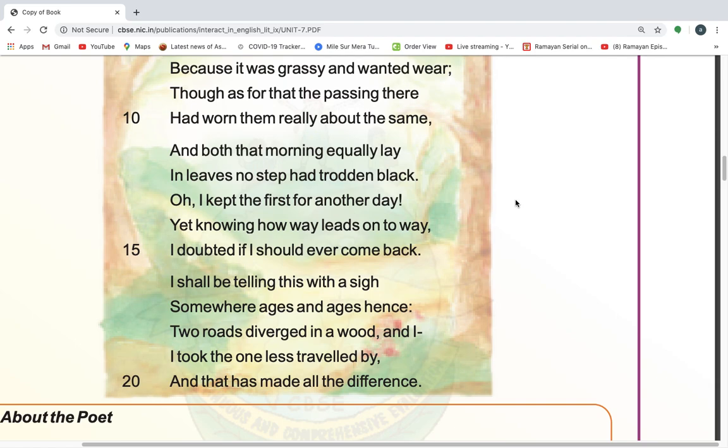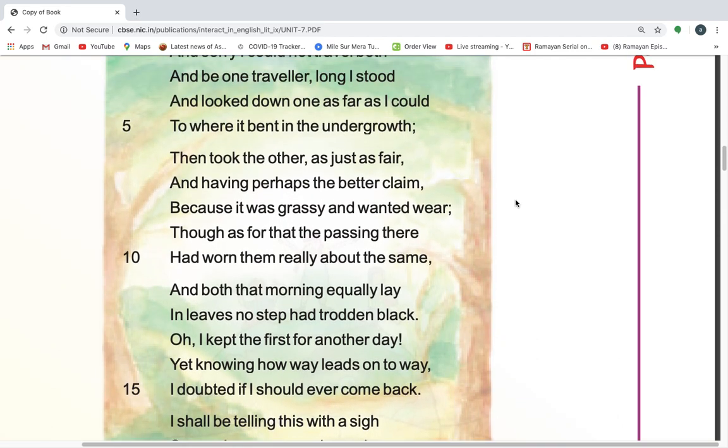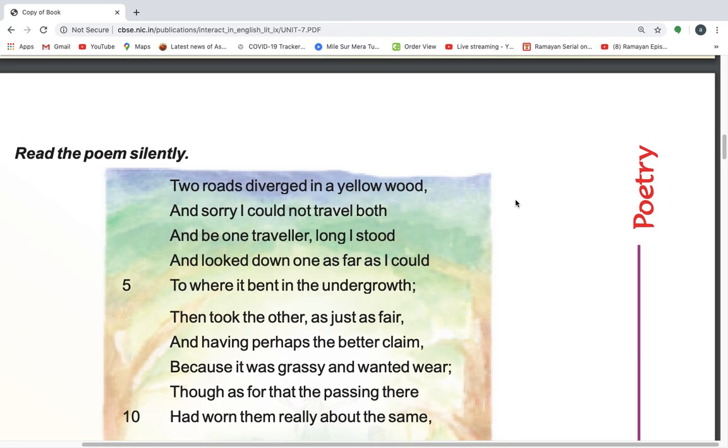So here we are seeing that the poet is putting a path in front of us, right? He also says that he should not regret not taking a decision. He has to decide and take a decision. Most of us relate this poem with the decisions in our life.